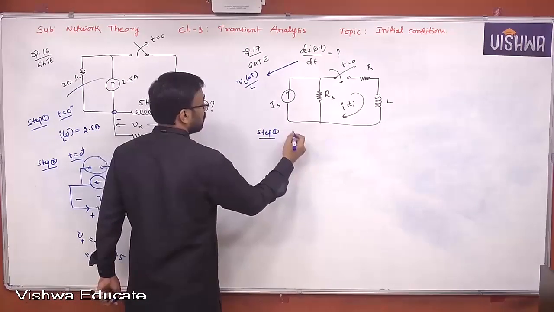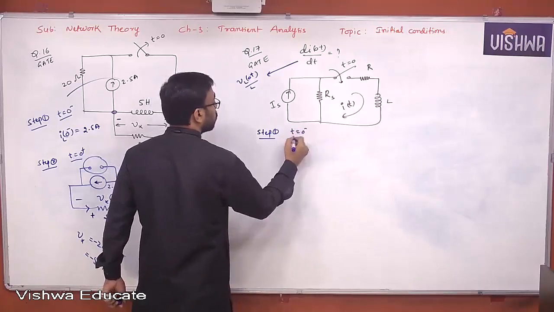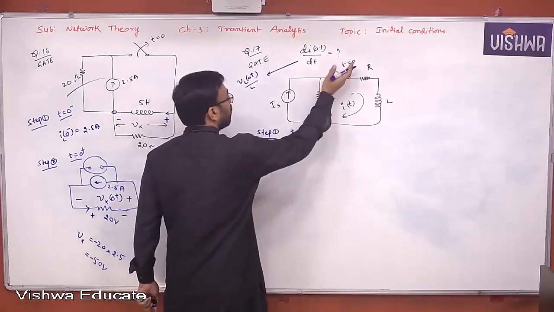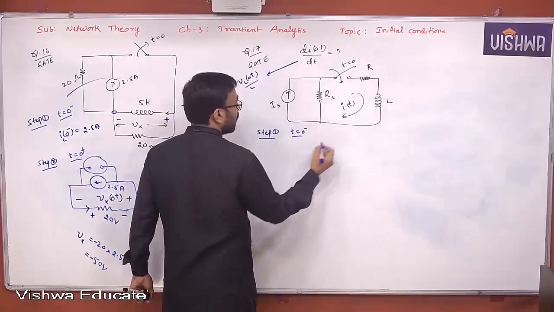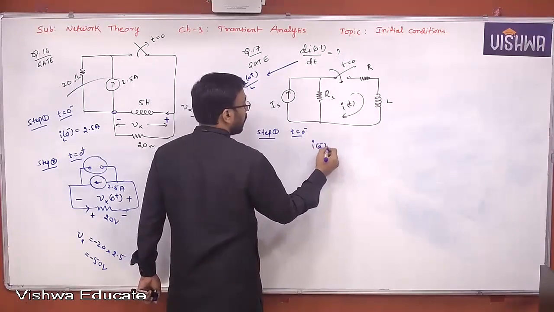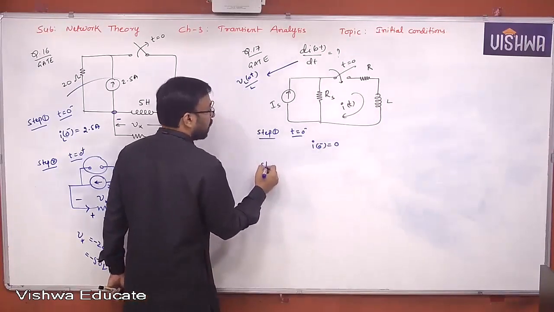To determine that, in step 2, you require step 1, the t equal to 0 minus equivalent. At t equal to 0 minus, the switch is open and you would like to find the current through the inductor. I of 0 minus is 0. There is no capacitor, right?